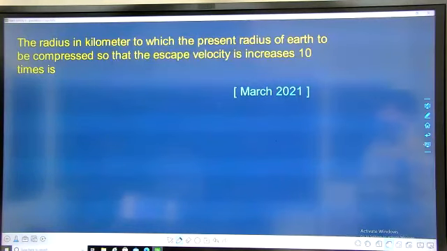See the last question here. The radius in kilometers to which the present radius of Earth is to be compressed so that escape velocity increases 10 times. Mass will be the same only, radius only is to be compressed.